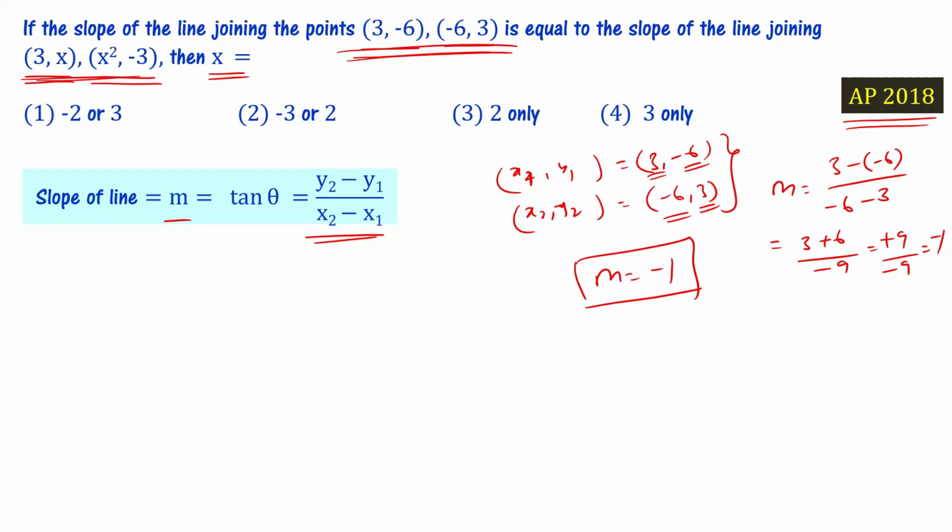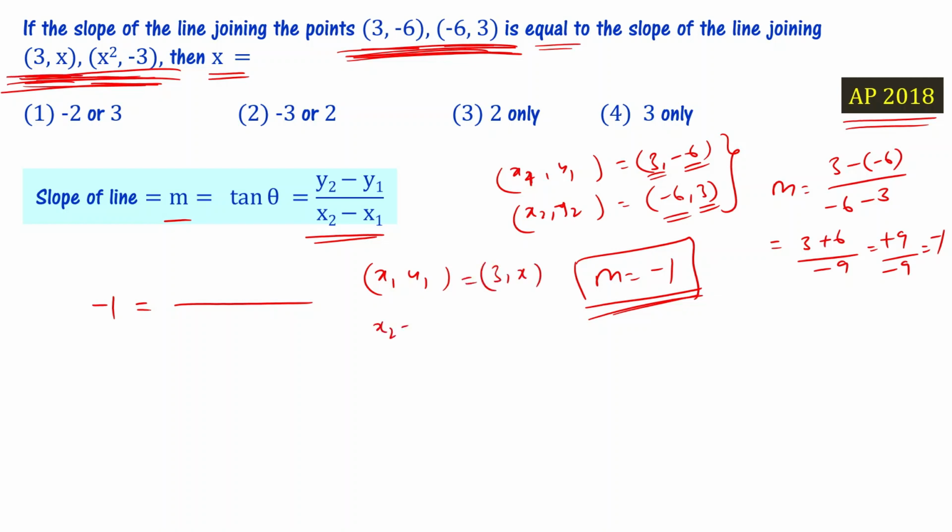And this is the slope for these two points also, right? That is what they are saying: the slope of the line joining these two points is equal to the slope of the line joining those two points. Now let me say m equal to -1, which equals (y2 minus y1) divided by (x2 minus x1). For this set, let me take (x1, y1) as (3, x) and (x2, y2) as (x², -3). Then let's substitute them into this formula.